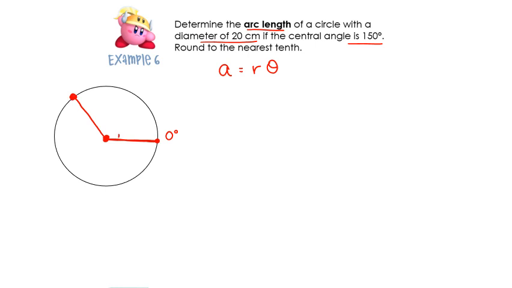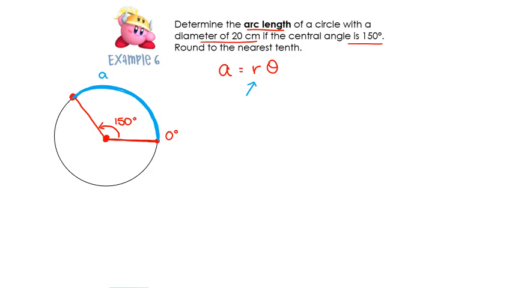Okay, so our central angle is the distance between our initial arm and our terminal arm, which is 150 degrees. Now the arc length, what we're trying to find, is the edge of the circle in between our initial arm and our terminal arm. So this is going to be the A that we're looking for. In this formula, R represents the radius of the circle.